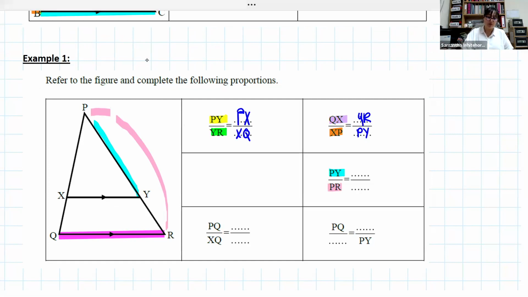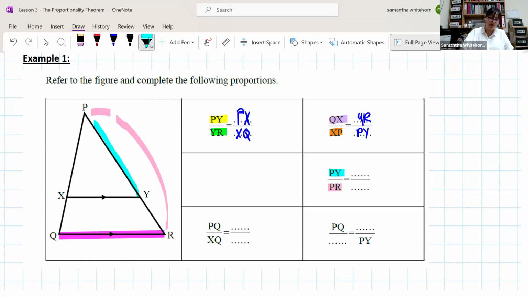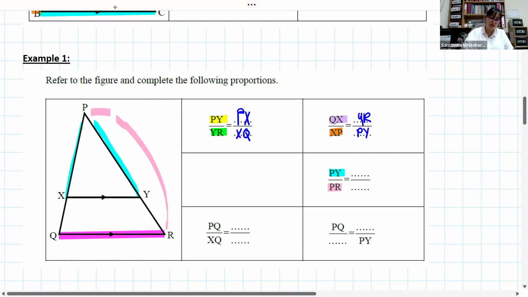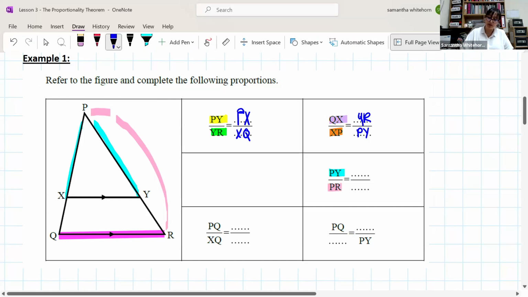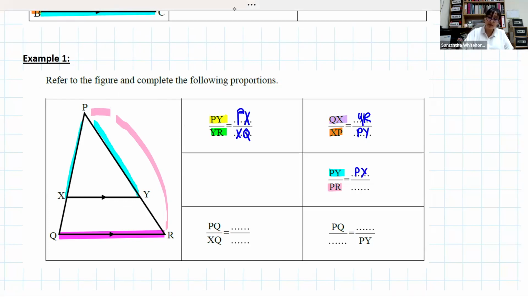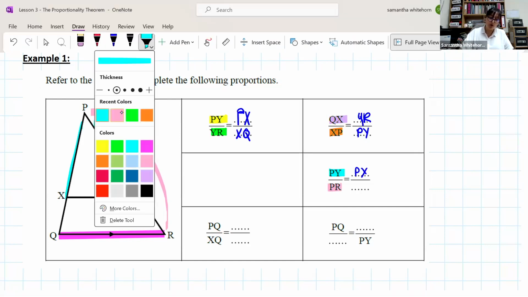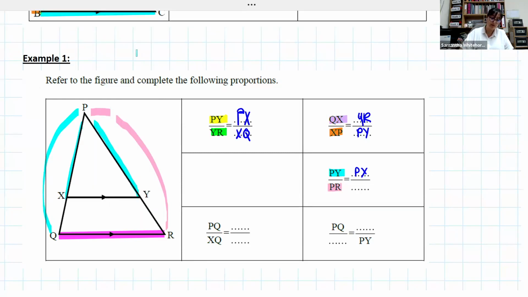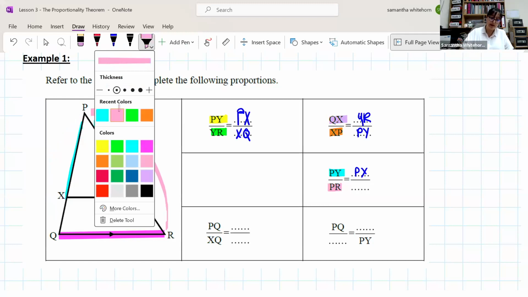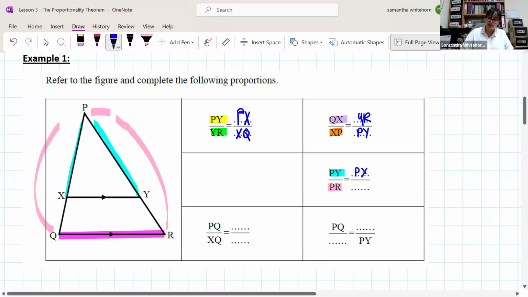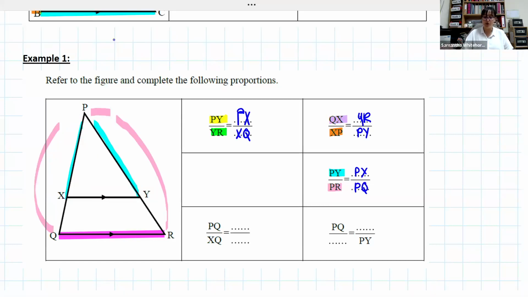So if we now go look at what corresponds, PY corresponds with PX. So that will go in the numerator. So PY corresponds with PX. And PR, so the whole side length, corresponds with the whole side length on the other side, PQ. And so that will now be my denominator, PX over PQ.